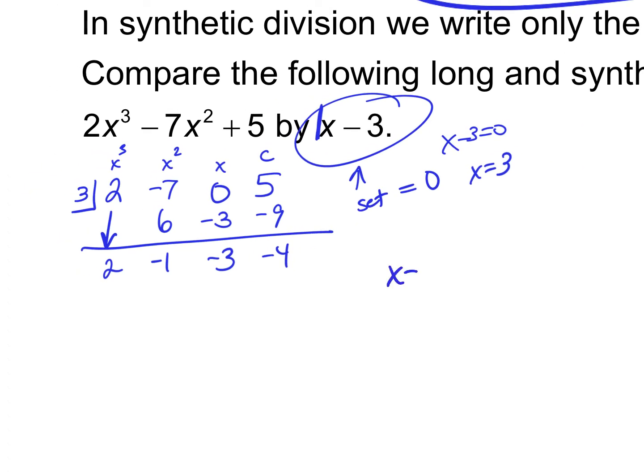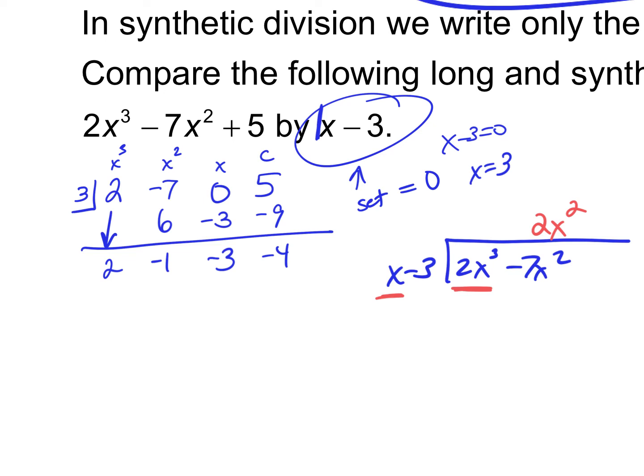Now think about this. If I was dividing this, I have 2x cubed minus 7x squared. It doesn't matter the rest of it. I just want to show you this one part. When I do my first term into my first term, x times what gives me 2x cubed? 2x what? 2x squared.